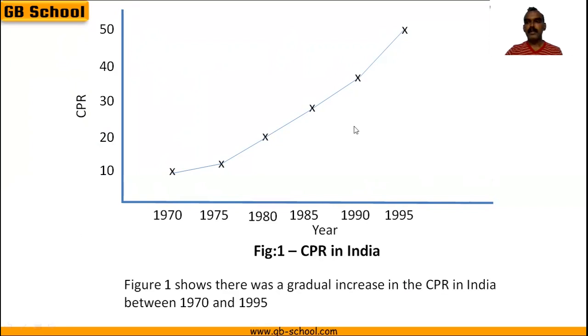This is a very simple way of presenting data in the form of a line graph. It is used when we want to see the trend over a period of time. For this type of data, the appropriate diagram is a line diagram.